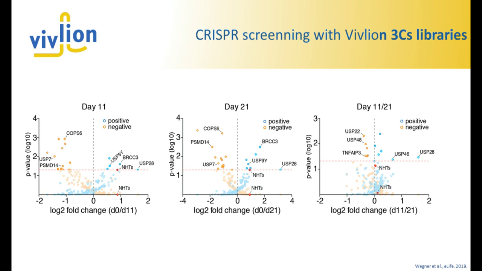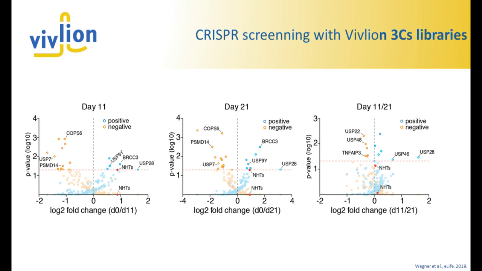For each day, we were then able to identify deubiquitinases that either enforce a positive fitness effect or a negative fitness effect. And this was interesting because I put your attention to day 11 and day 21. USP28 was always a very positive hit, which was already known from the literature, but for example, BRCC3 or USP9Y were not previously known to enforce a positive effect, so there was novelty here. But also we could confirm negative effects of DUBs, like for example COPS6, USP7 or PSMD14.